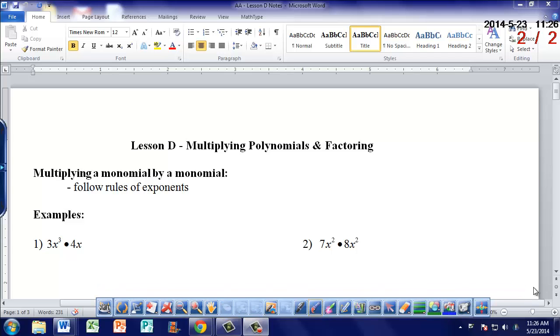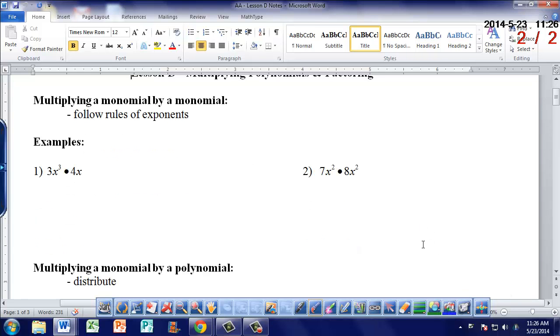Hello, today is our last unit of our pre-unit. We're going to be multiplying polynomials and factoring polynomials. So I'll just go ahead and get started.